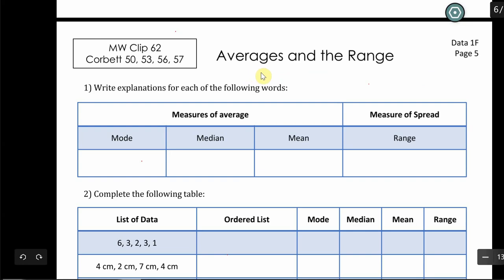I'm just going to go through the answers to the pages on averages and the range. This is page 5 and 6 of the Data 1F pack and page 4 and 5 of the Data 1H pack. It starts off with definitions for what mode, median and mean are, and also range.